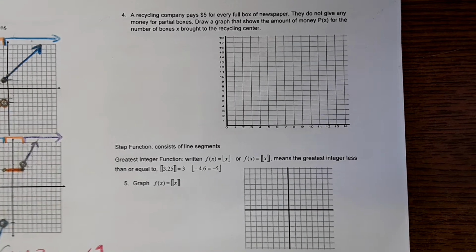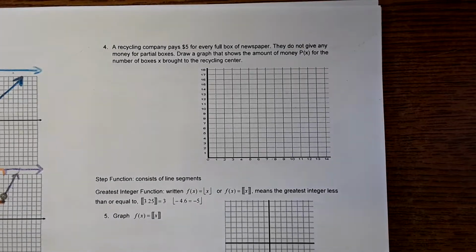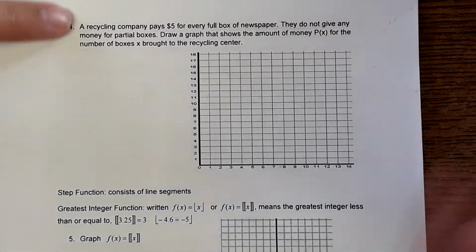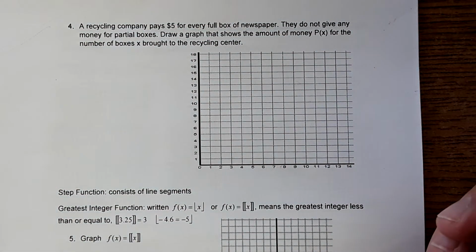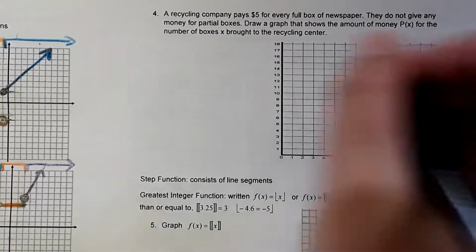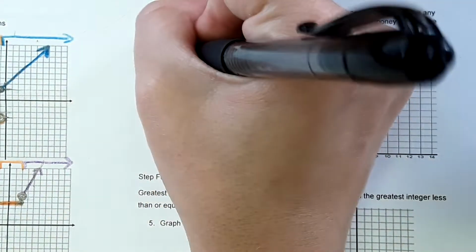A recycling company pays $5 for every full box of newspaper. They do not give any money for partial boxes. Draw a graph that shows the amount of money, P of X, for the number of boxes X brought to the recycling center. So here is what this equation looks like.